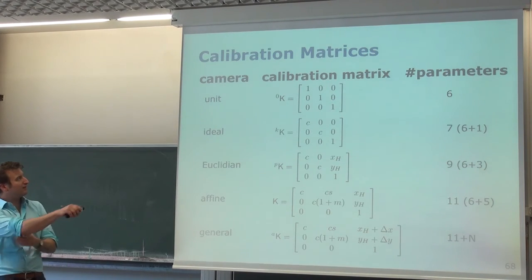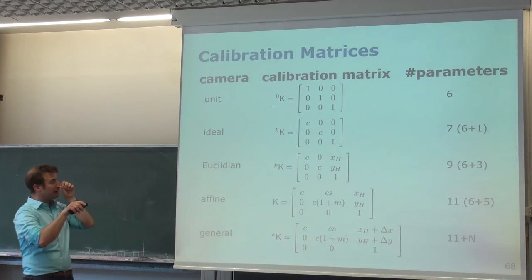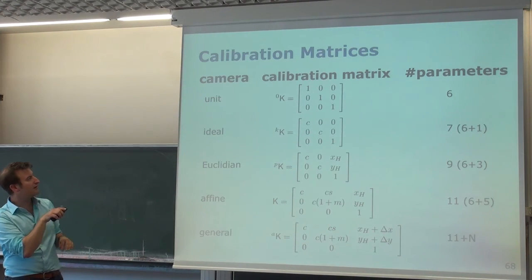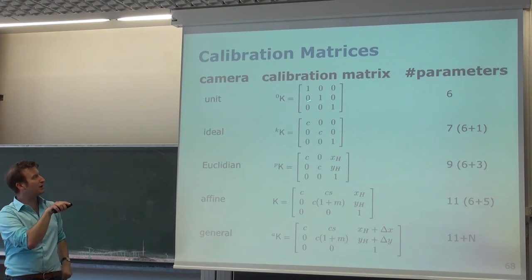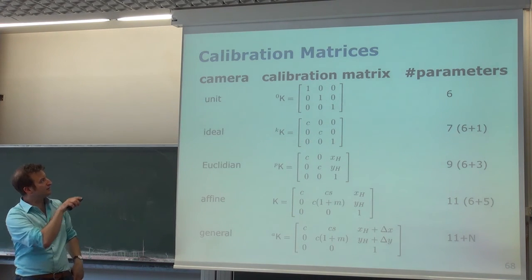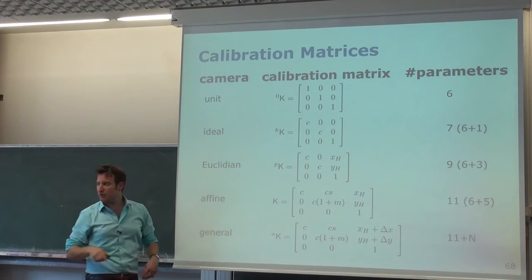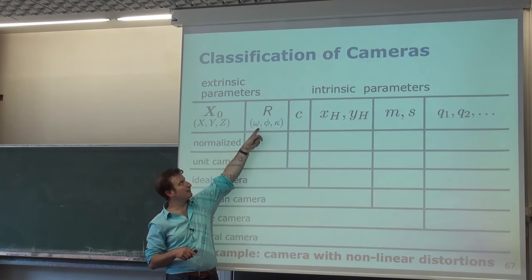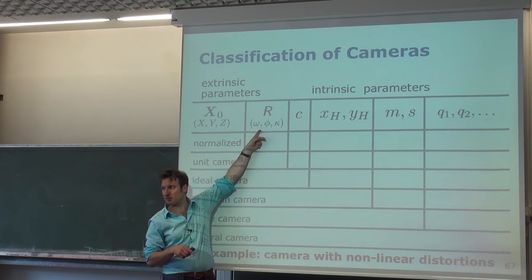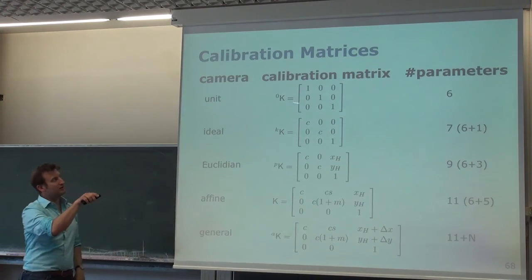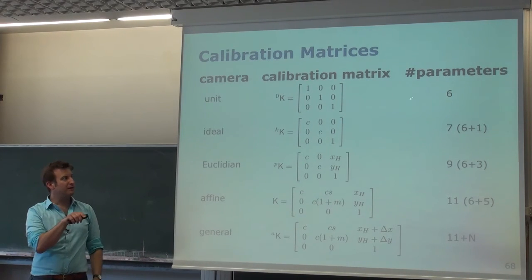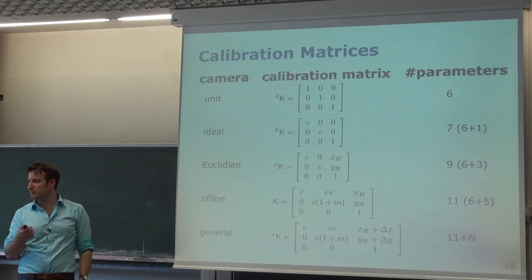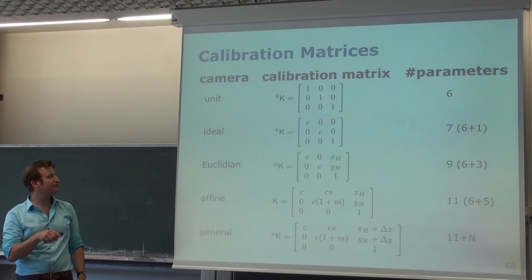We start with a normalized camera or a unit camera. Actually, the normalized camera is not even listed here. We have the unit camera, because the unit camera and the normalized camera have exactly the same calibration matrix, since they only differ with respect to the rotation, which is not part of the calibration. So then the calibration matrix is the identity. The overall mapping process has 6 parameters for the unit camera and 3 parameters for the normalized camera.